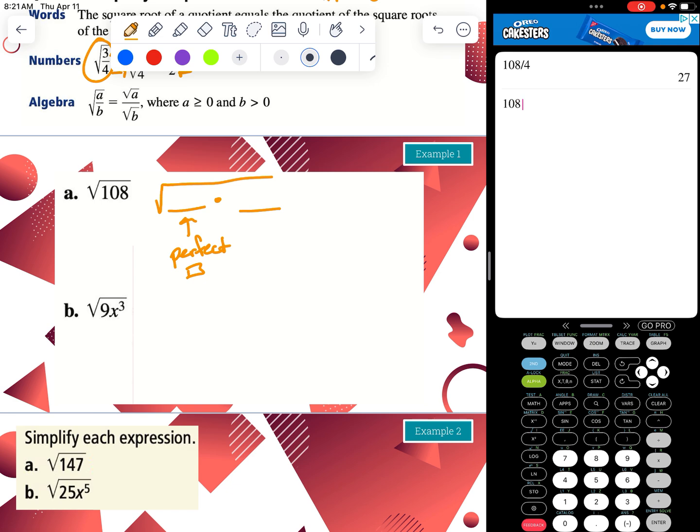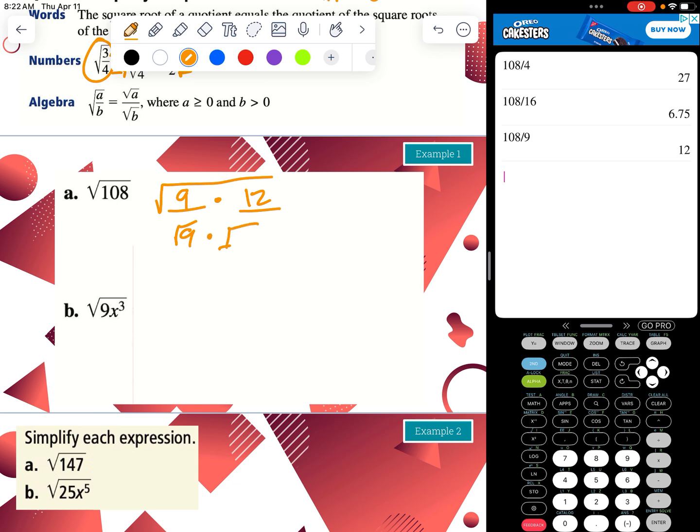Like if 4 goes into it, maybe 16 will also. No, 16 doesn't. So let's try one more. Let's just try 9 because it's in between. Okay, 9 does. So let's go with that. 9 is the perfect square I'm using. 9 times 12 gives me 108. So now I can break it down a little bit further. The square root of 9 times the square root of 12, that would give me 3 root 12.